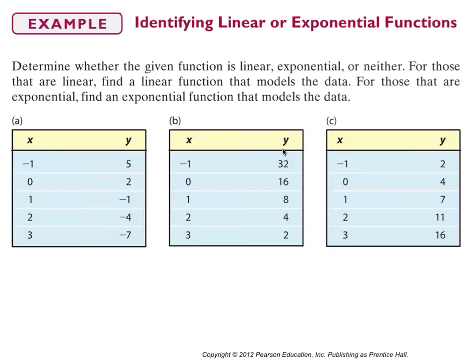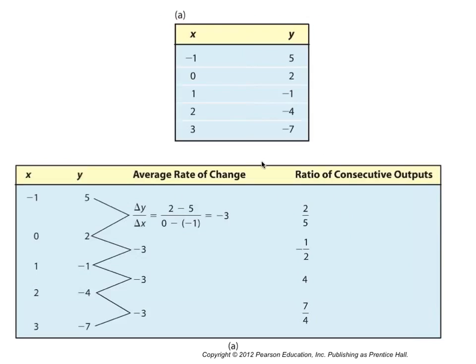So the first thing we want to figure out how to do is identify a linear versus an exponential function. In order to do this, let's look at this first example. The first thing we do is find the average rate of change, which hopefully you remember is just a fancy name for slope. So we take y2 minus y1 over x2 minus x1. This should be really easy for you at this point. So you take 2 minus 5 over 0 minus negative 1, and we get negative 3.